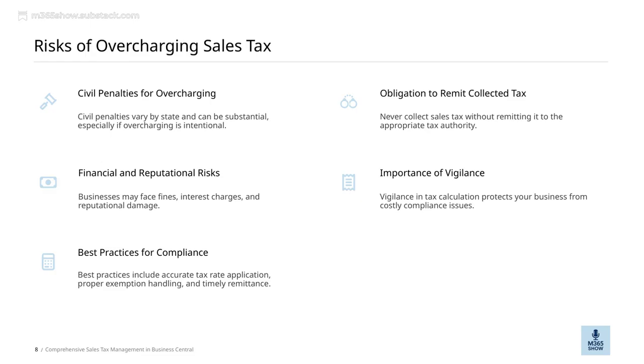Implementing best practices, like applying accurate tax rates, properly handling exemptions, and making timely remittances, can help you stay compliant and avoid penalties. Failing to do so can lead to serious consequences, including fines, interest charges, and damage to your reputation. It's also important to be aware that civil penalties vary by state and can be quite substantial, especially if overcharging is found to be intentional. Maintaining vigilance in your sales tax processes isn't just about compliance, it's about safeguarding your business's financial health and reputation.